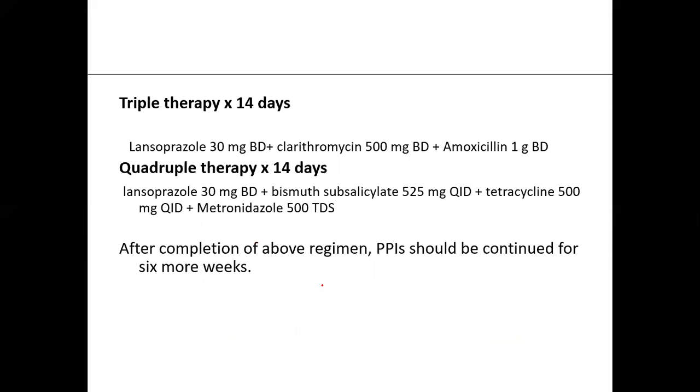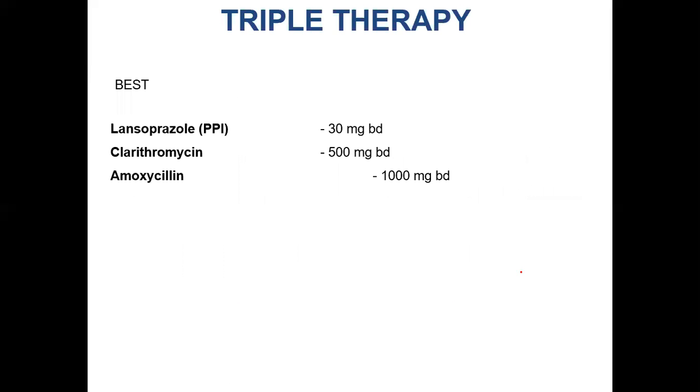Triple therapy is given for 14 days. These are some of the therapies that are given: lansoprazole 30 milligram, clarithromycin 500 milligram, amoxicillin 1 gram twice daily, or you could go for quadruple therapy where lansoprazole 30 milligram, bismuth subsalicylate 525 milligram 4 times a day, tetracycline 500 milligram 4 times a day, metronidazole 500 milligram 3 times a day. And one more thing that has to be taken care of is that after completion of the above regimen, PPI should be continued for 6 more weeks.